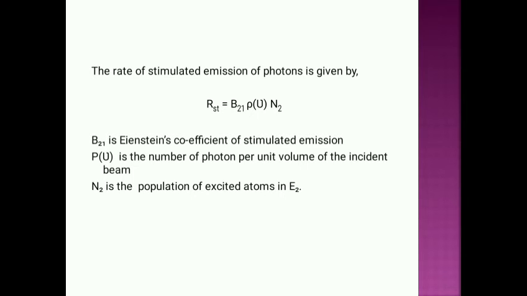And thus the rate of stimulated emission of photons is given by R_ST equals B21 into rho of nu into N2. That is, the rate of stimulated emission depends on two factors: the population of the excited atoms in E2, represented as N2, and the number of photons per unit volume of the incident beam, represented as rho of nu. And B21 is the Einstein's coefficient of stimulated emission. Since the transition is from E2 to E1, it is represented as B21.